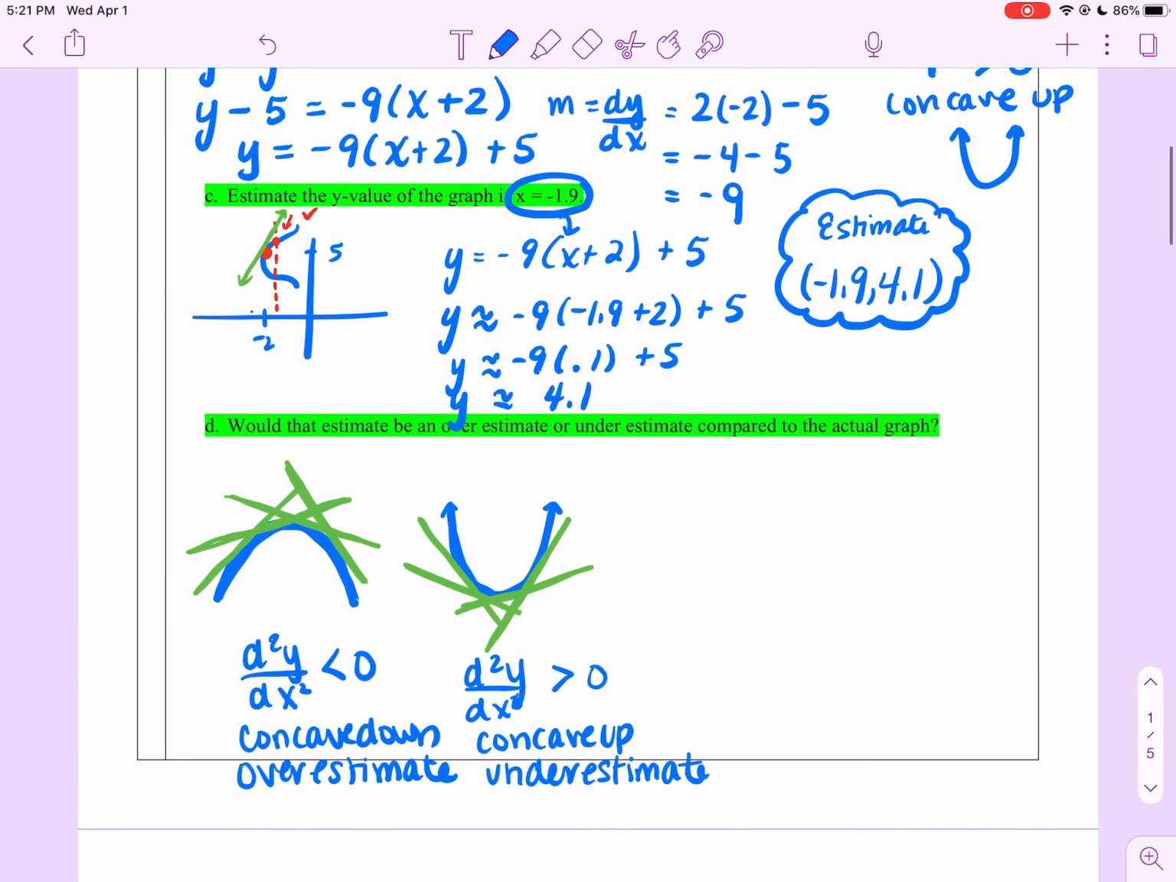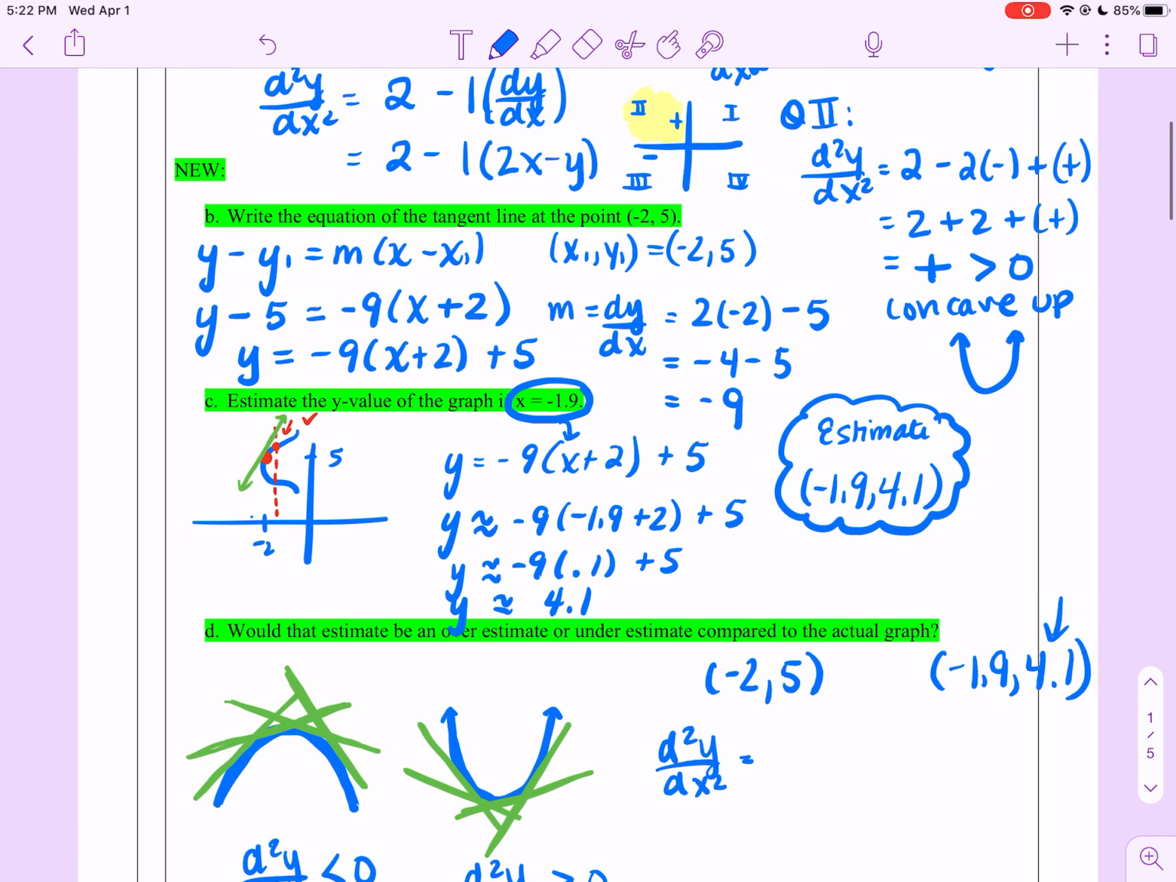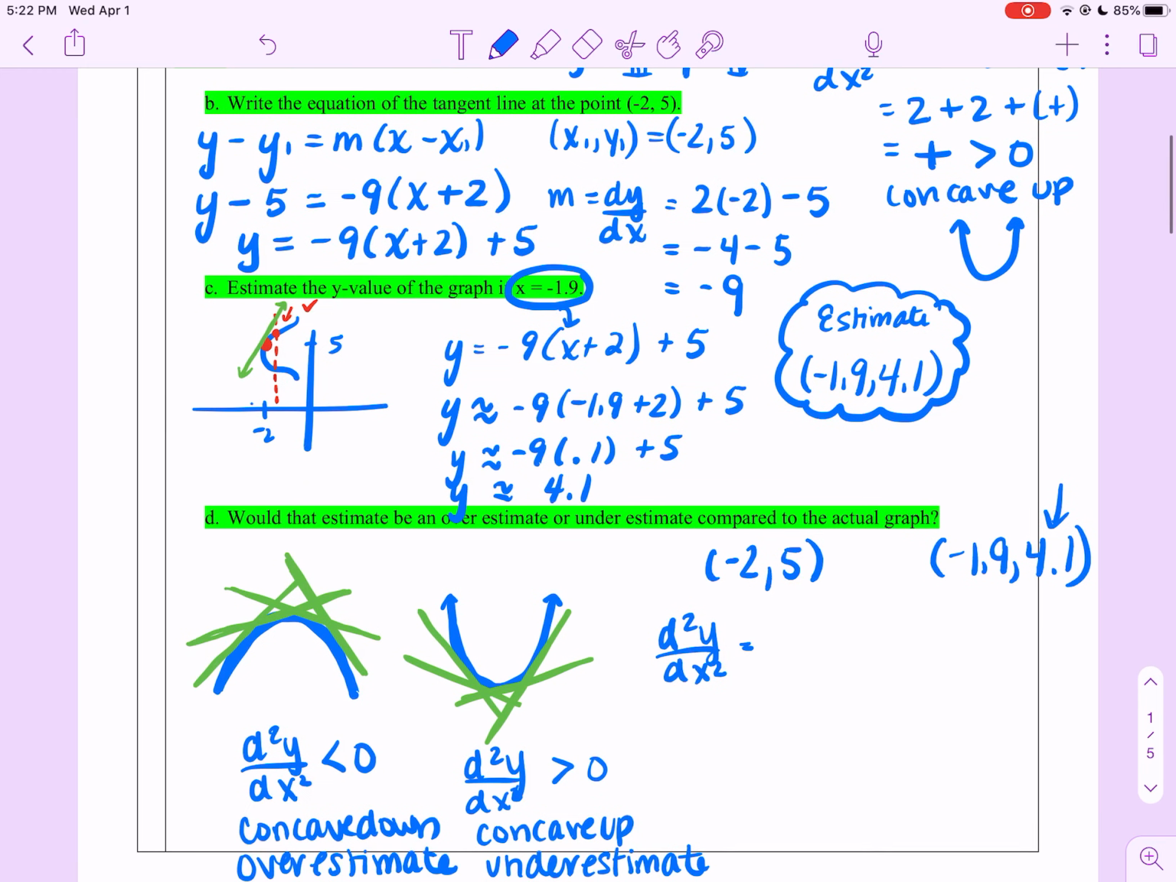So remember, we know that there's an actual point on our graph at -2, 5. We are estimating that our point is -1.9, 4.1, and we're asking ourselves, is this number here an overestimate or an underestimate? If we want to know, we're going to have to use our second derivative, d squared y dx squared. Recall from above that the second derivative here was equivalent to 2 minus 2x plus y. So we have 2 minus 2x plus y.